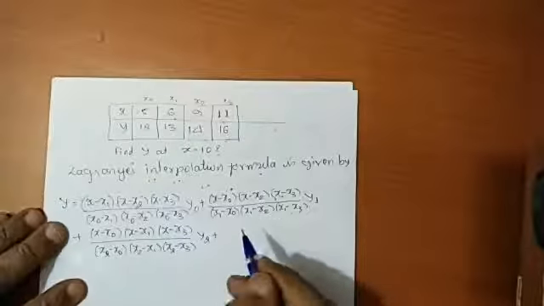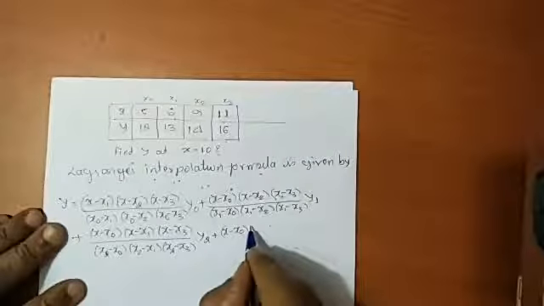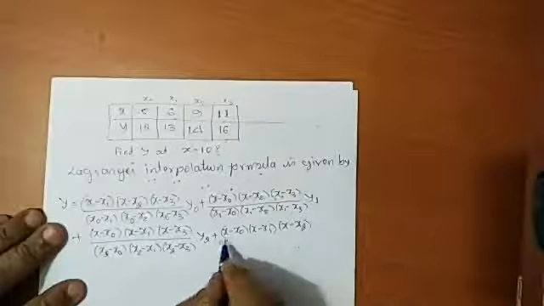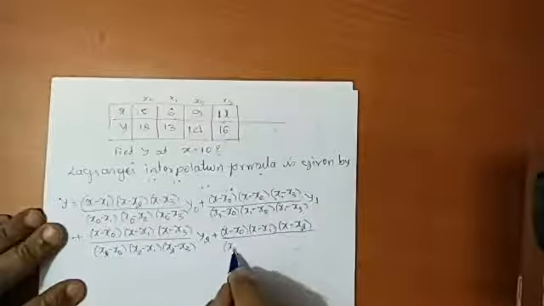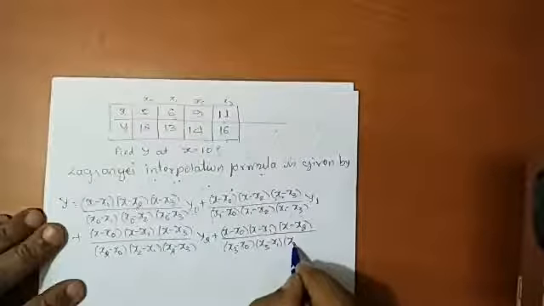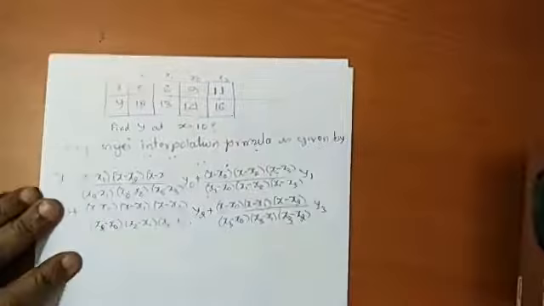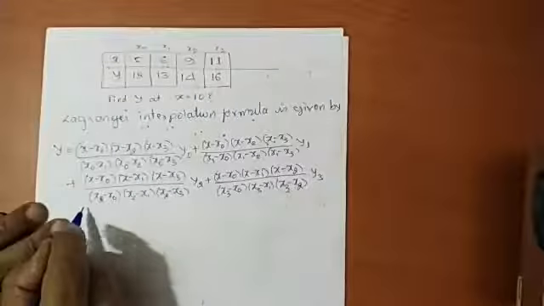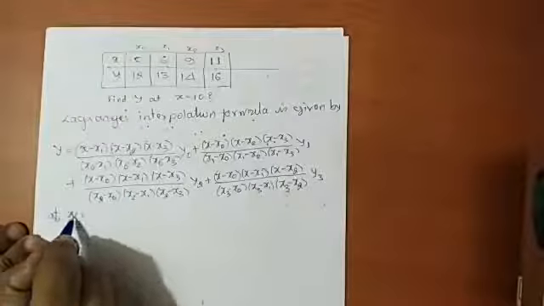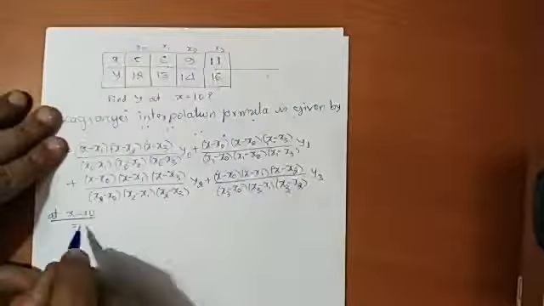Then the last one, the x − x3 term will not be there. It is (x − x0)(x − x1)(x − x2) divided by (x3 − x0)(x3 − x1)(x3 − x2) times y3. Right. So now I directly substitute these values. So at x = 10, my job becomes easier. So at x = 10, what do I get?